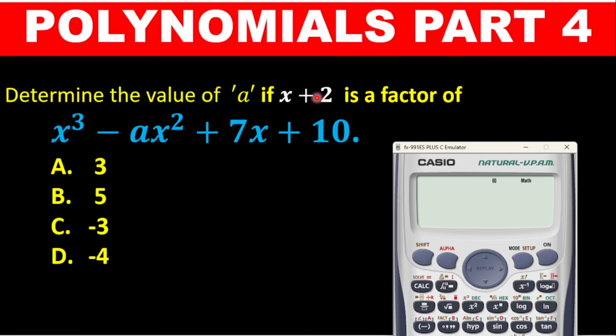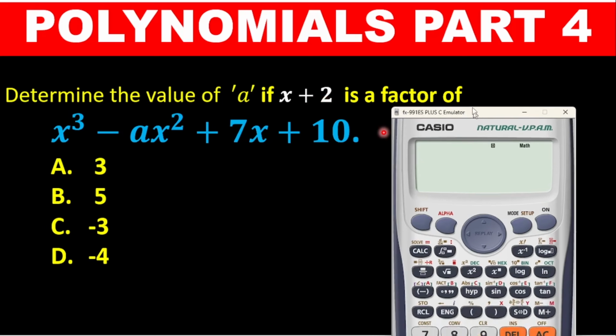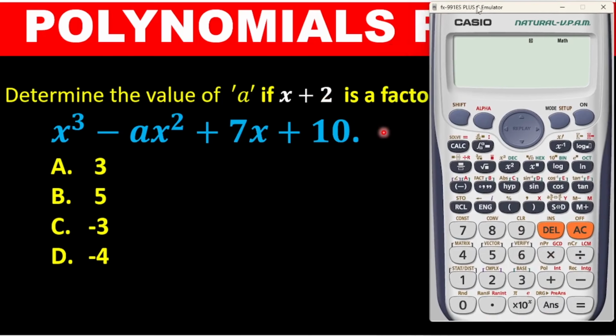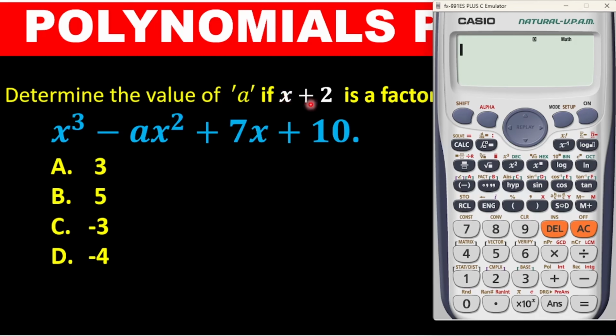That means we have to equate x plus 2 is equal to 0 to determine the value of x, and that will give us x is equal to negative 2. So when you enter the function on the calculator and you are asked what is the value of x, remember it is going to be negative 2. So let's now input this on the calculator.